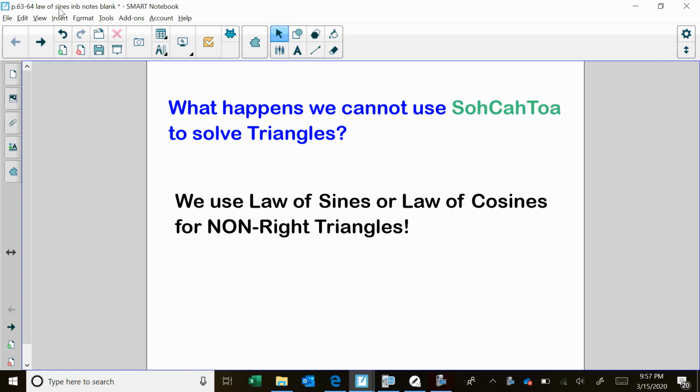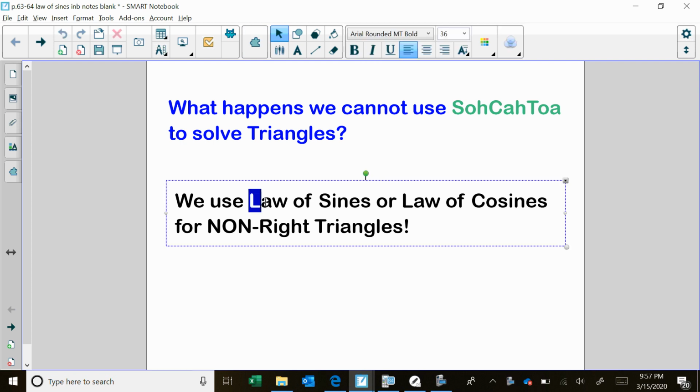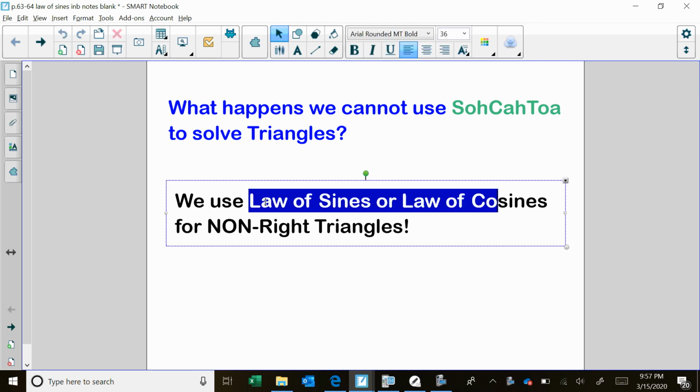Okay, pre-calculus, Monday, March 16th, online learning day number 1. Here we go. So Friday we talked about using SOHCAHTOA on right triangles. So what happens when we can't use SOHCAHTOA because we're not using right triangles? At that point we're going to use something called law of sines or law of cosines.